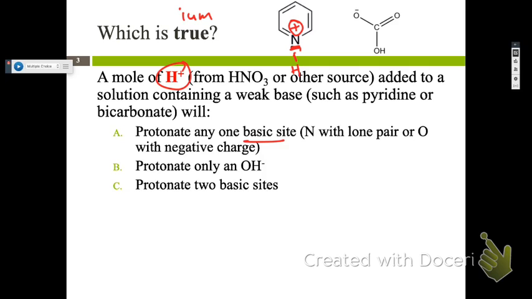Or, if it was in the presence of bicarbonate up there, then you would end up with the proton being accepted there. Trying to drive home the point, with a strong acid, it doesn't matter if it's a weak base or a strong base, you're going to use it up until one of them's gone.